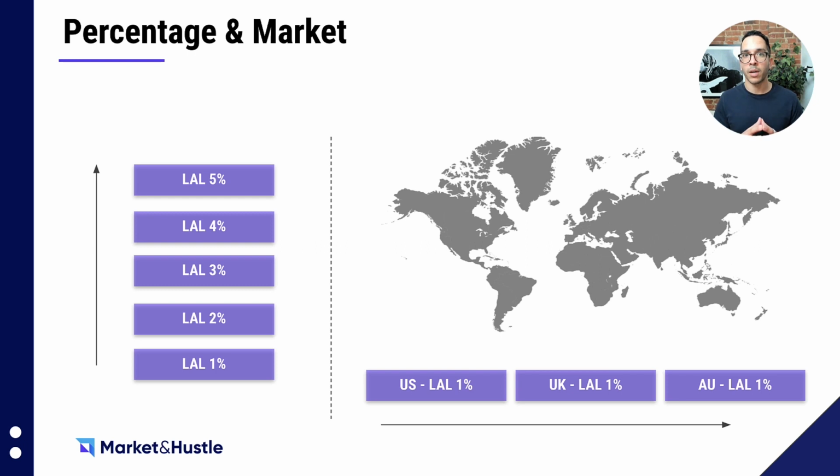So hopefully this framework has given you an idea of what is the right approach. First, start with creating different sources of lookalikes, figure out what's the right one or what are the right combinations, then move to going up in the percentages, and then go to different markets.